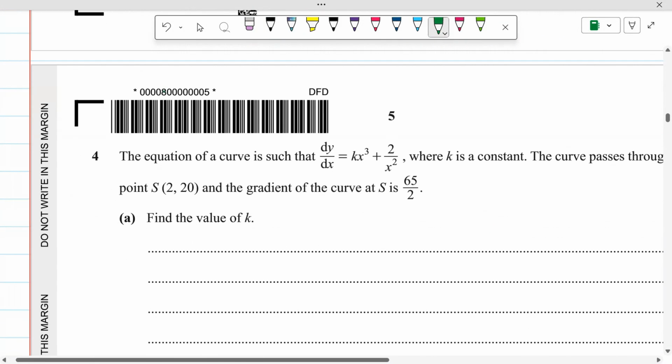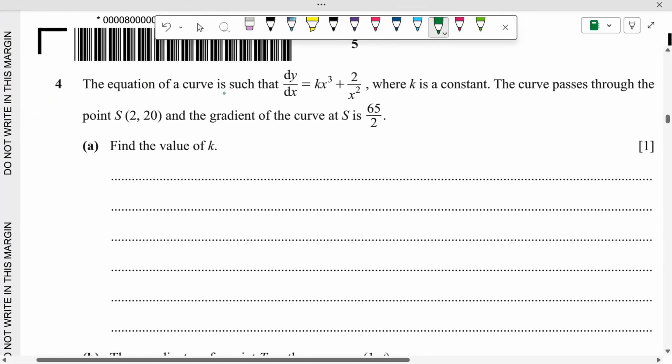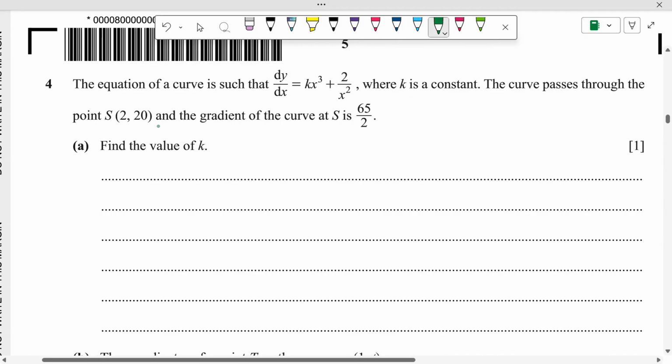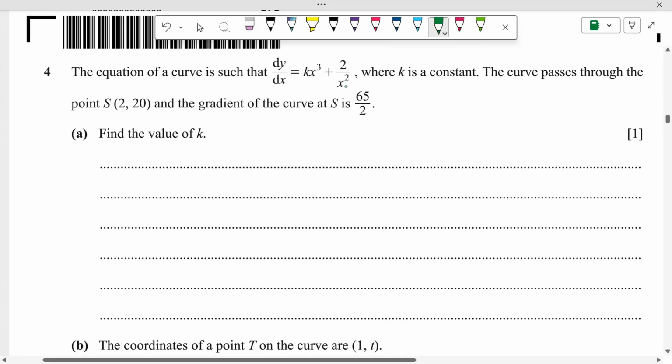Let's move to question number 4. The equation of the curve is such that dy/dx = kx^3 + 2/x^2, where k is a constant. The curve passes through the point S (2, 20) and the gradient of the curve at S is 65/2. Find the value of k.